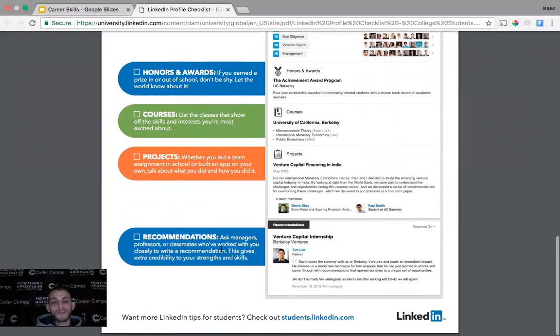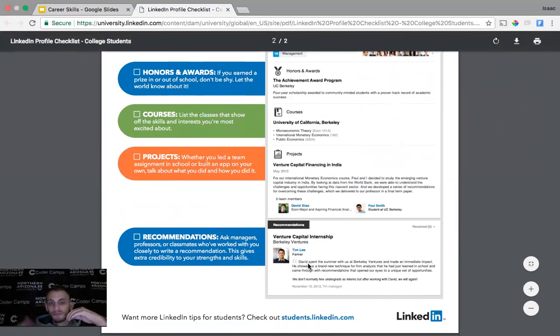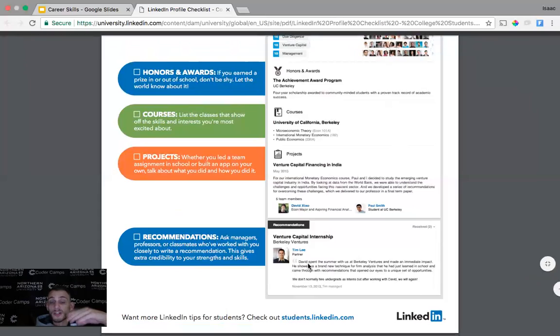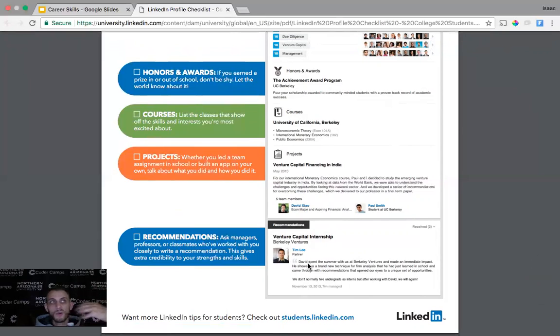And last, we have recommendations. Okay, so recommendations are similar to endorsements in the way that you have individuals vouch for you, basically. And then, the more professional they are, the more reassurance it gives the recruiter that you are the right pick.